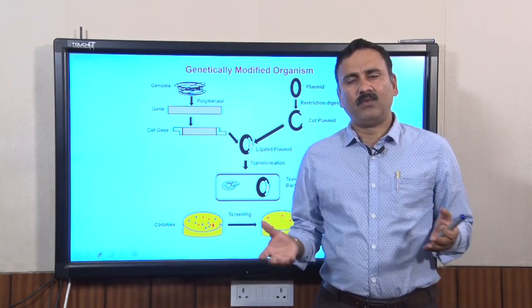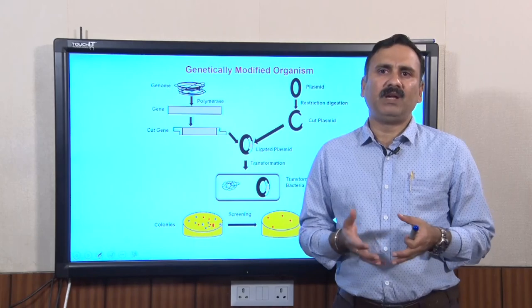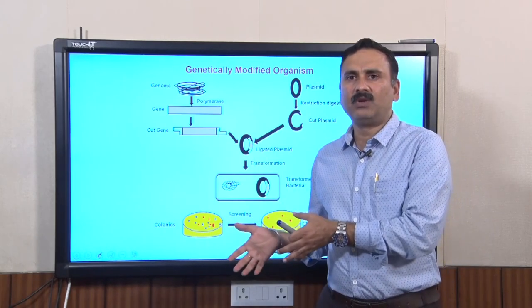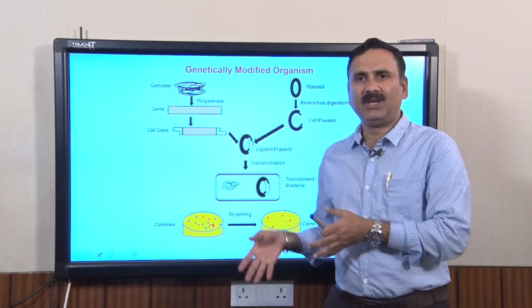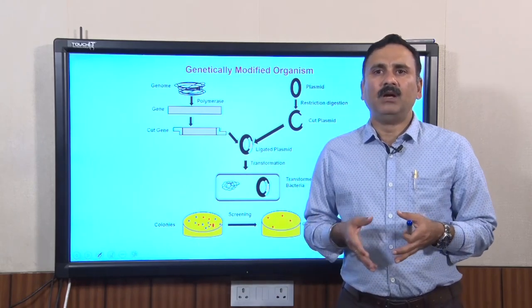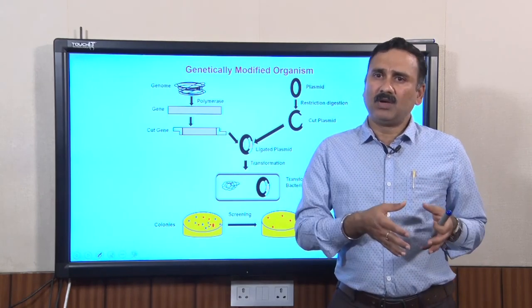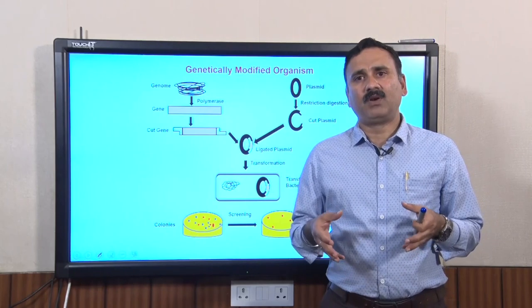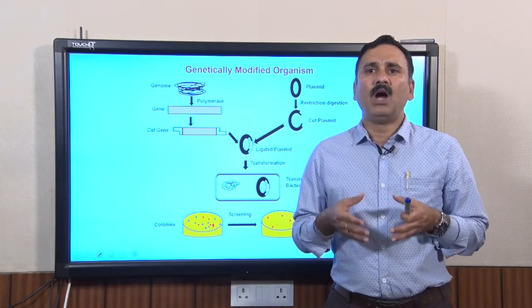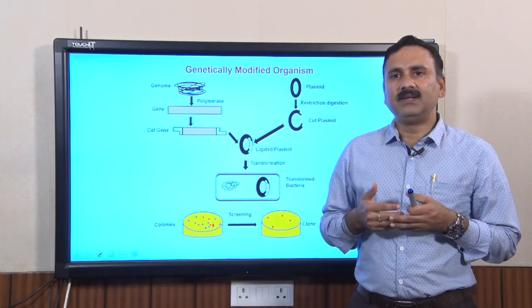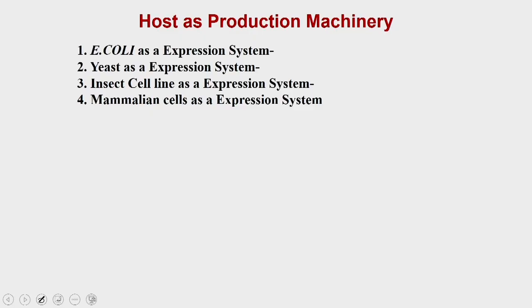And in the last couple of modules, we have discussed the physiology of the host, as well as different types of vectors or transforming agents that you can use to develop genetically modified organisms in a particular host. In this context, we were discussing how to produce protein in different host strains, and we have discussed E. coli as an expression system.